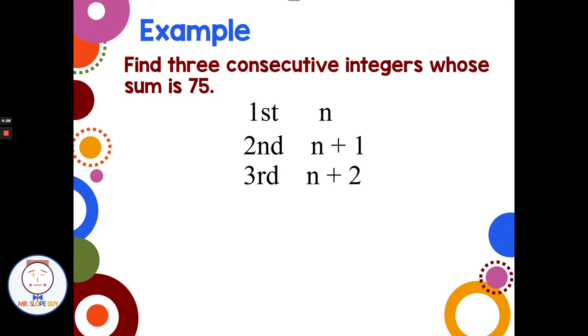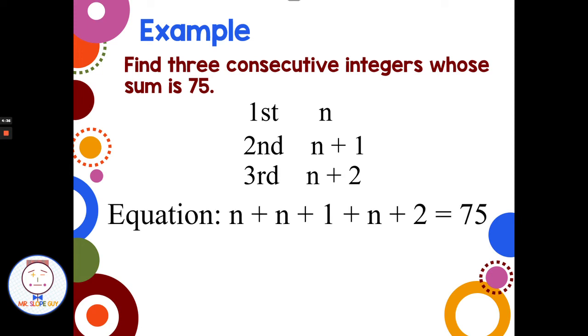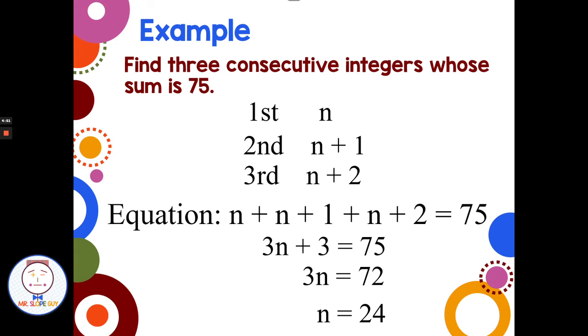Then I need to write an equation based on this. Find 3 consecutive integers whose sum is 75. That means they add up to 75. I can write my equation: n plus n plus 1 plus n plus 2 equals 75. Combine like terms. Subtract 3 from each side. Divide by 3. And my first number is 24. So if my first number is 24, then I can find the next number as 24 plus 1 is 25, and n plus 2 is 26, so my three numbers are 24, 25, 26.